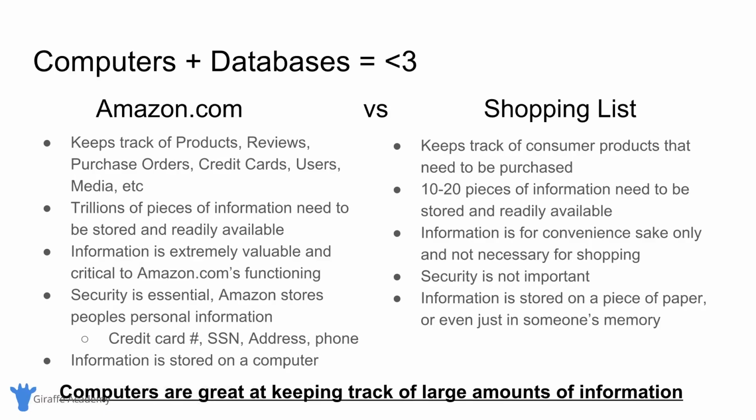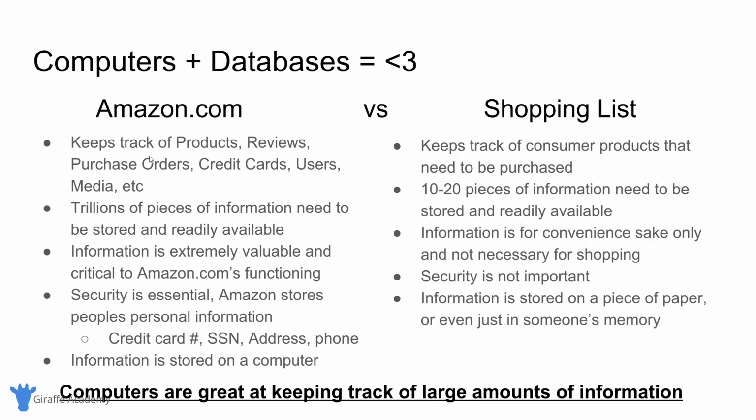Finally, over here on Amazon, the information is stored on a computer. Whereas with the shopping list, the information is stored maybe on a piece of paper, or it could even just be stored in someone's memory, right? So maybe you just memorized your shopping list, and that's where you're storing your shopping list database. So what I'm trying to show you guys is that a database doesn't just have to be on a computer, and it doesn't just have to be in your memory or on a piece of paper, right? Databases are in all of these different environments.